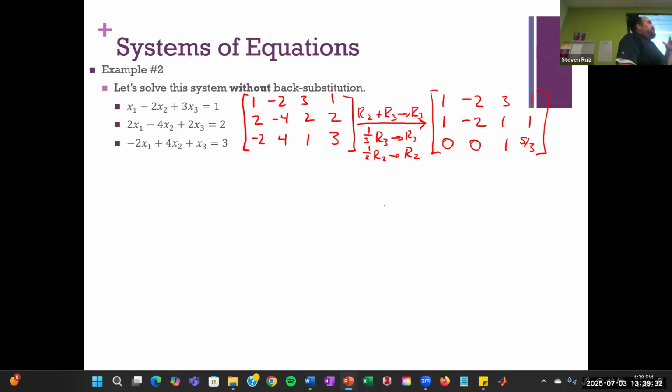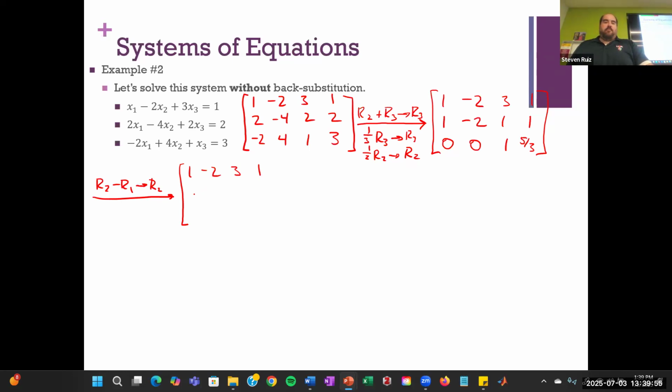So what's a good move to go from here? Row 2 minus row 1. Row 2 minus row 1, back to where? Row 2. Row 2. Zero, zero, -2, 0. 0, 0, 1, 5/3.